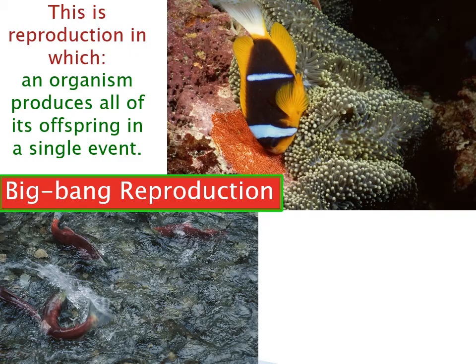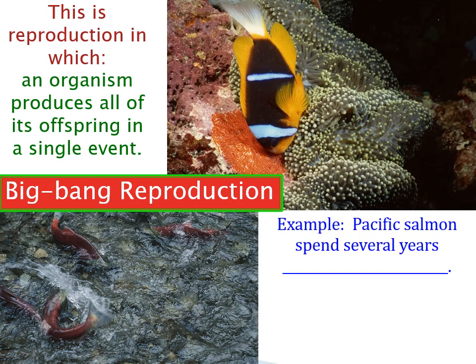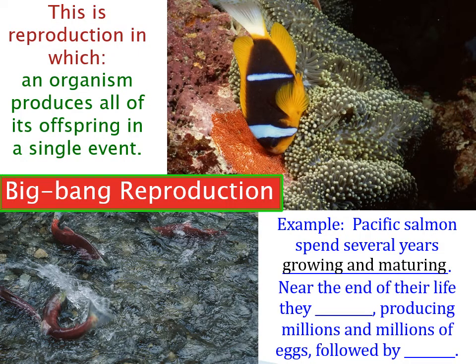All right, octopi also do this. So the octopus will go in, lay all their eggs. She will starve herself while she takes care of those eggs and blow water over them with her siphon until she dies. And those little octopi will be born out into the ocean independent of the parent. All right, so here's the salmon. They spend several years growing and maturing out in the ocean, and then near the end of their life, they spawn, producing millions and millions of eggs, followed by death.